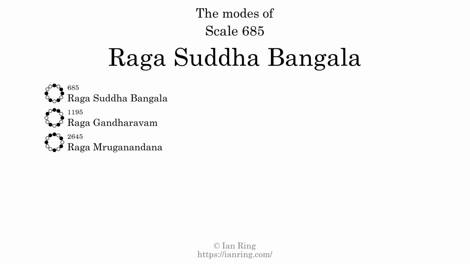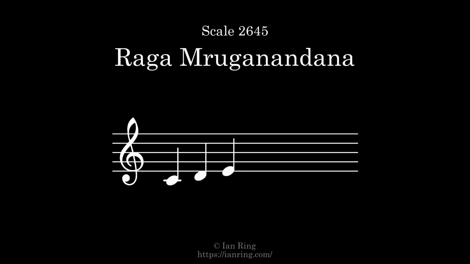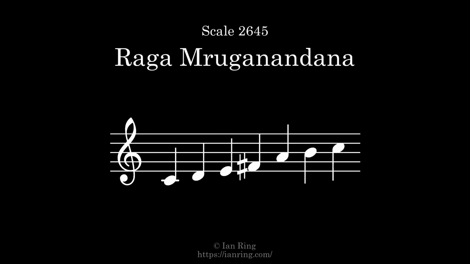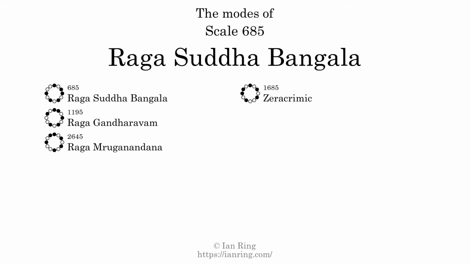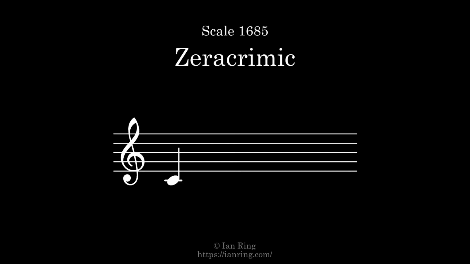The third mode is scale 2645, also known as Raga Mruganandana. It sounds like this. The fourth mode is scale 1685, also known as xerochromic. It sounds like this.